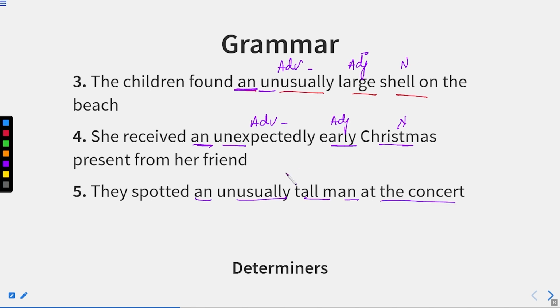They spotted an unusually tall man at the concert. So man is a noun, tall is an adjective, and unusually is an adverb before which we have used an, which is indefinite article. Now let us move to the next one.